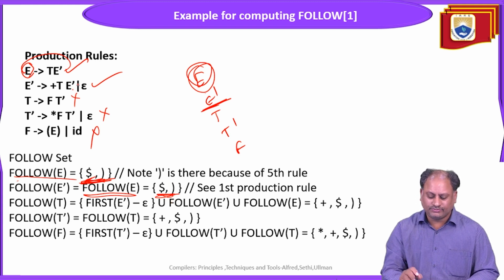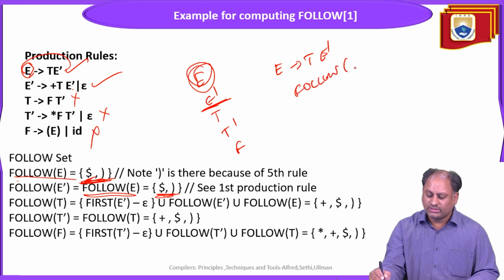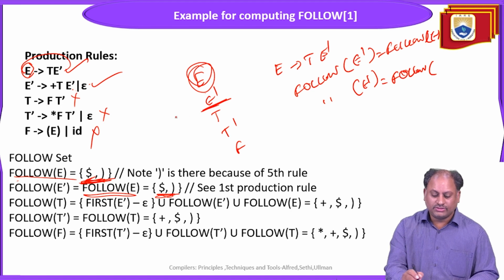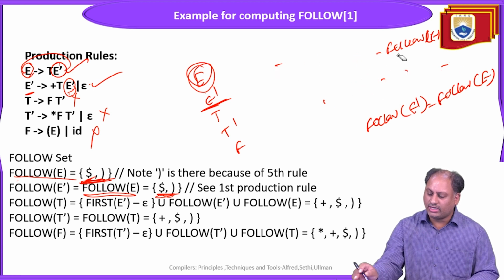Now follow of E dash, here with T dash. Follow of T dash is the same as follow of E dash, which is equal to follow of E. In the second case, E dash is again the same as follow of E dash, which equals follow of E. We are calculating the two cases, and in both we get follow of E. Finally follow of E dash is equal to follow of capital E, so these two combined are written as E dash equal to E only.